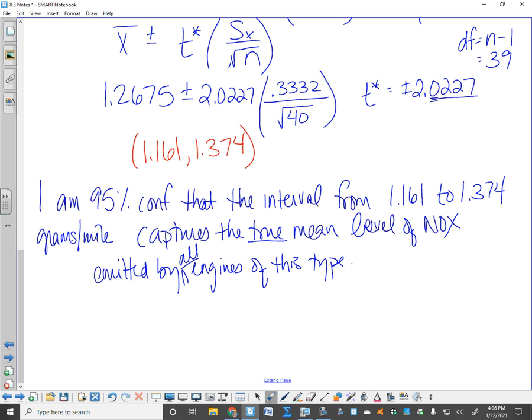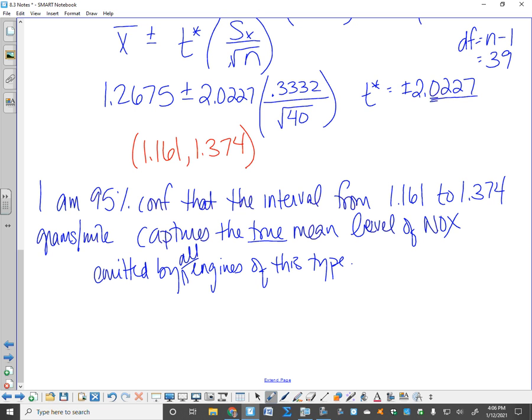So you have to state your conclusion, but you also have to state the why, what you're basing your conclusion on. So this is what I wrote, and I'll let you guys write your own sentence. Since our interval exceeds the limit of 1.0 grams per mile for average NOx emission, it appears that this type of engine violates EPA limits.